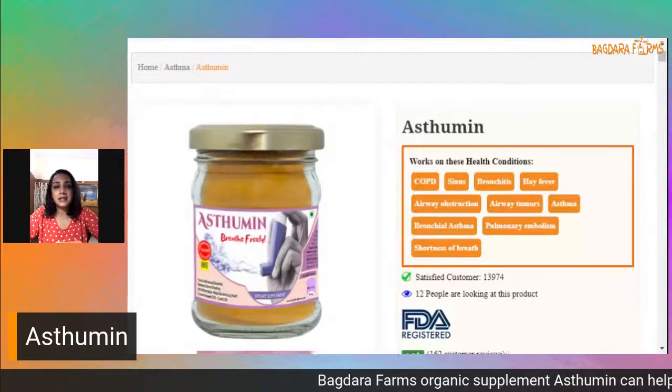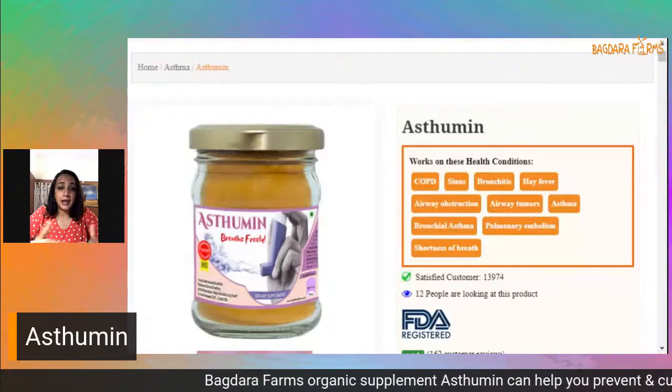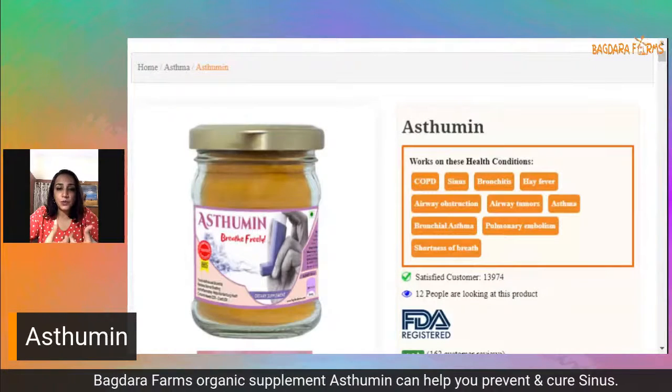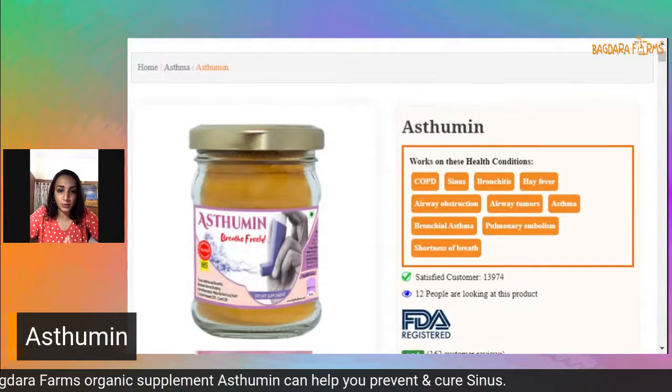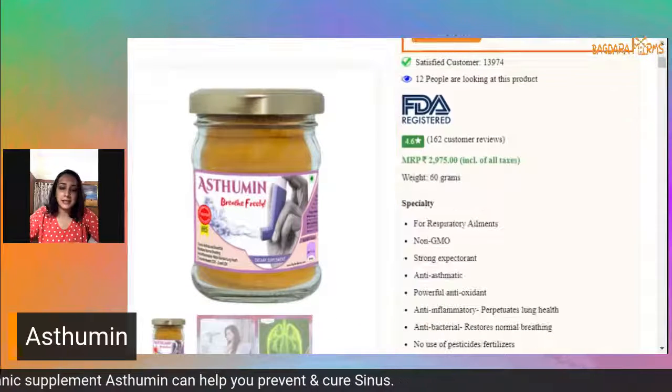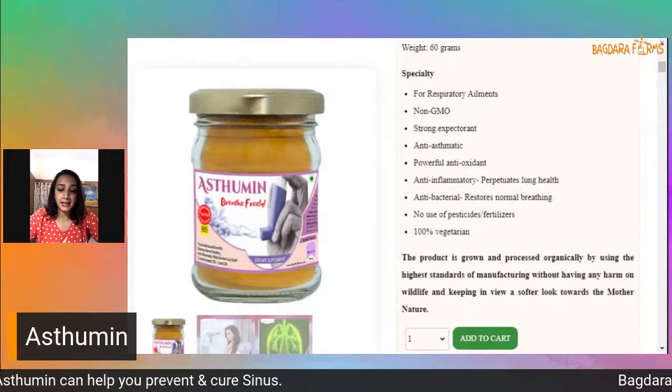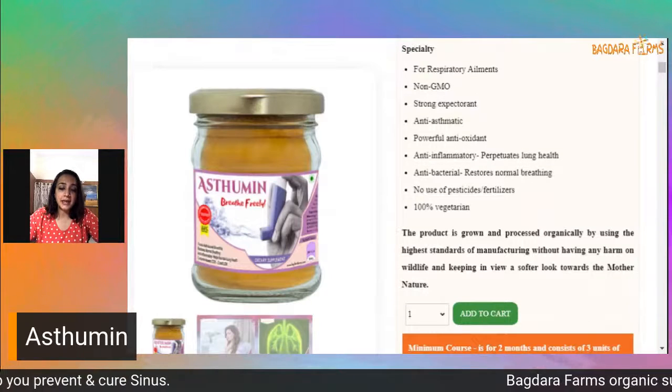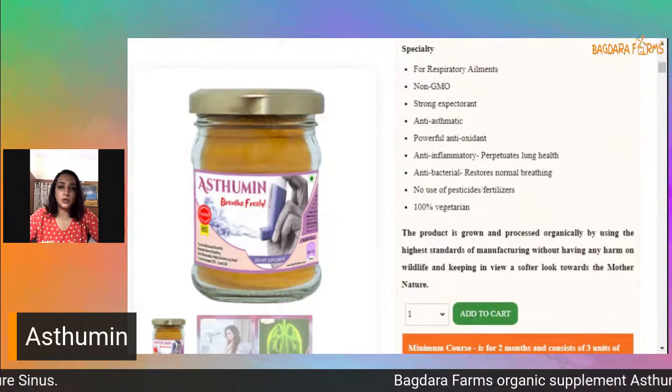Like you can see on the screen, this is our product Astumin. And Astumin क्या करता है? It has various medicinal and pharmacological properties, like I said. Number one is it has anti-inflammatory properties. Anti-inflammatory properties means it helps in reducing any kind of inflammation caused in the system.